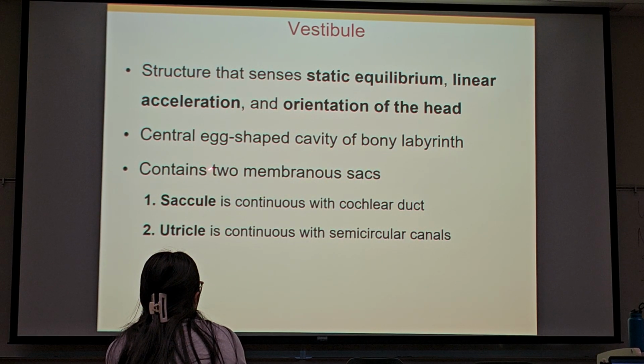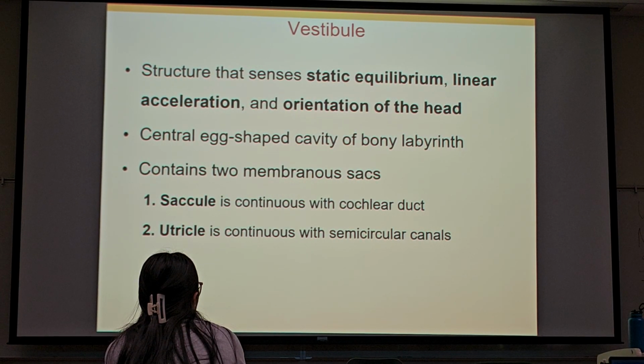Inside of the vestibule, we have these two sacs, the saccule and the utricle. The saccule is continuous with the part of the membranous labyrinth that's devoted to hearing, the cochlear duct. The utricle is continuous with the semicircular canals, the part of the vestibular organ that detects rotation. The vestibular organ is the vestibule and the semicircular canals. The saccule and utricle are the membranous sacs inside of the vestibule.